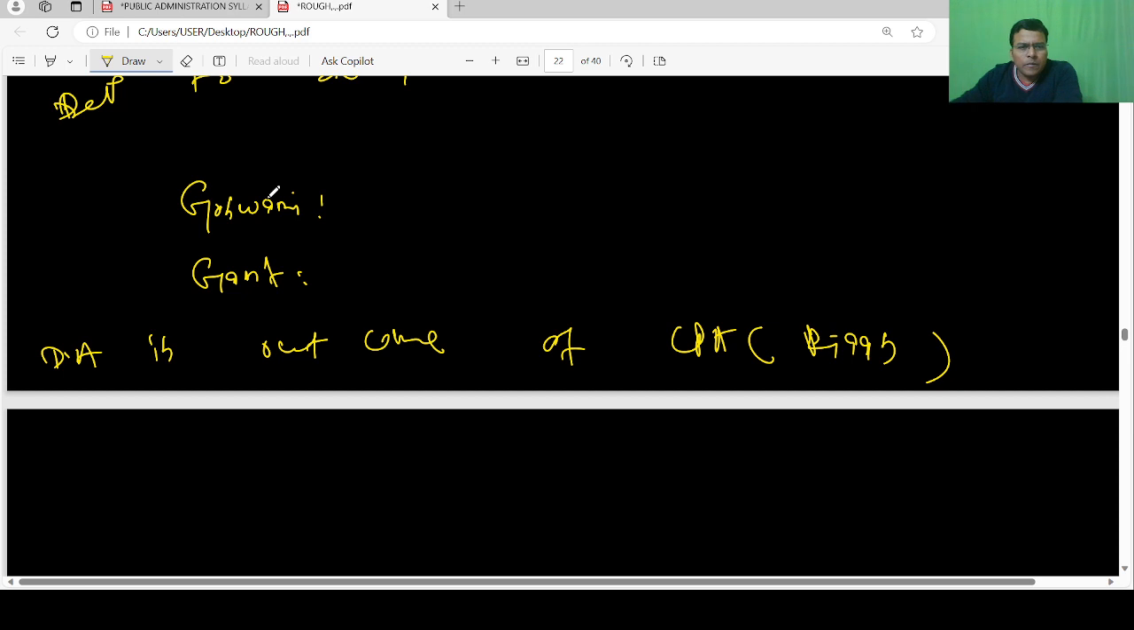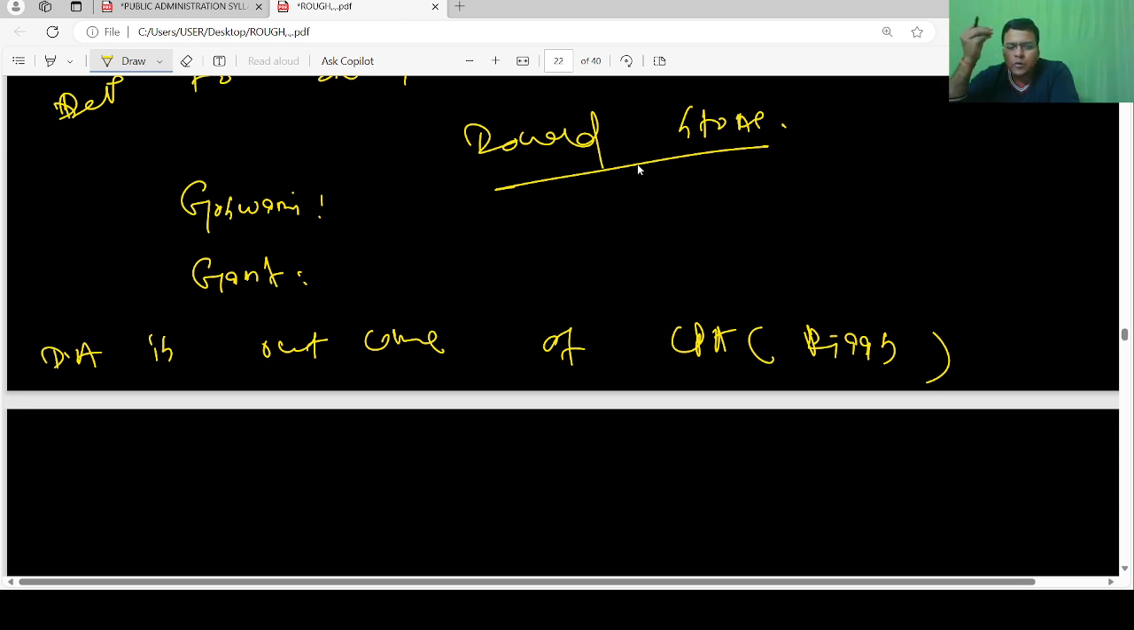Goswami, Grant, Donald Stone, everyone has given his own definition of development administration, out of their theorization. So there is no concrete, no fixed concept of development administration.